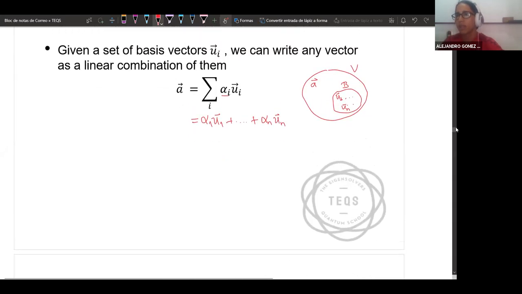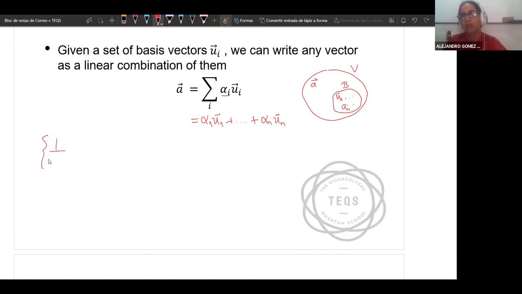So let's make an example of this linear combination. For example, consider the following set: 1 over the square root of 2 times (1, 1), and 1 over the square root of 2 times (1, -1).